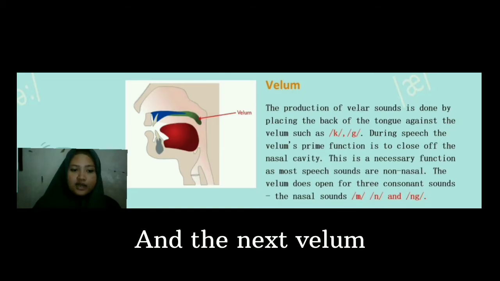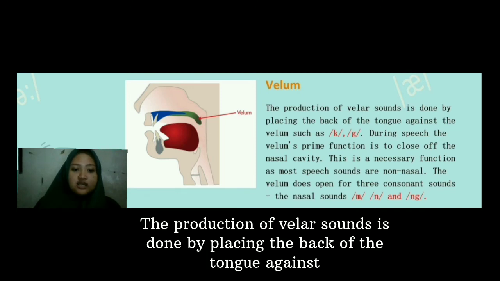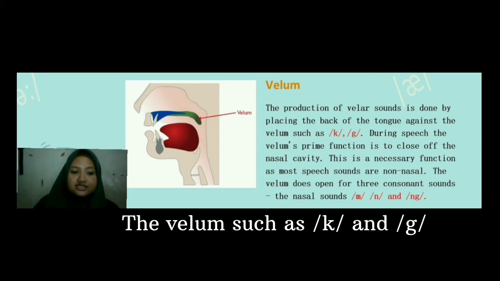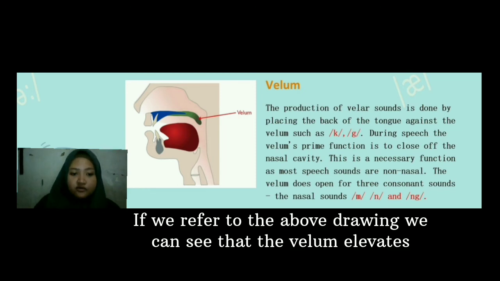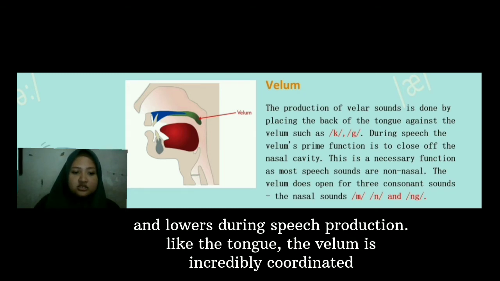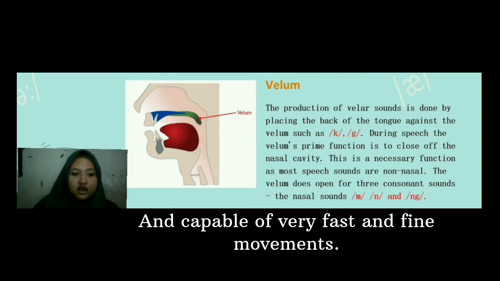And the next, the velum. The production of velar sounds is done by placing the back of the tongue against the velum, such as K and G. If we refer to the above drawing, we can see the velum elevates and lowers during speech production. Like the tongue, the velum is incredibly coordinated and capable of very fast and fine movement.